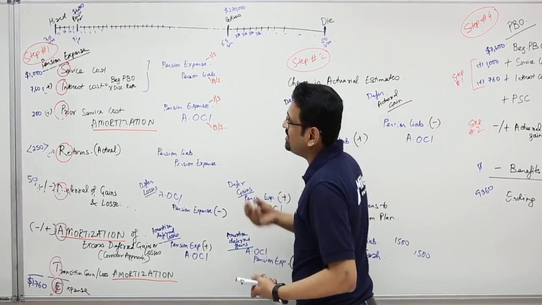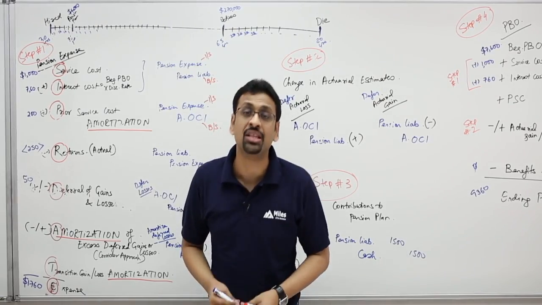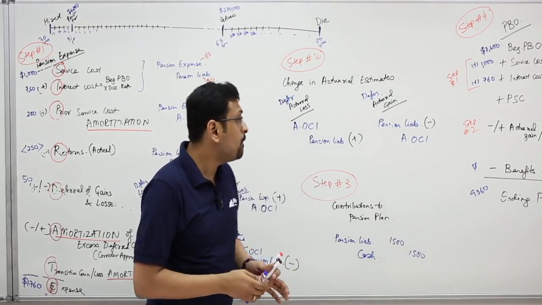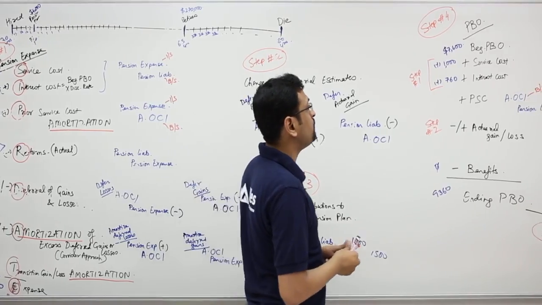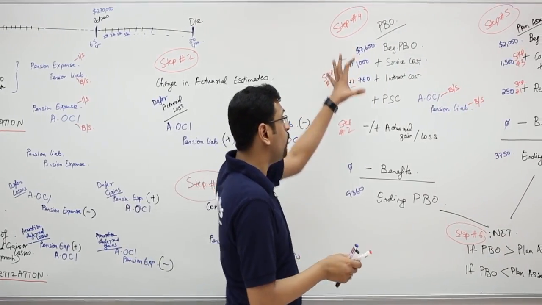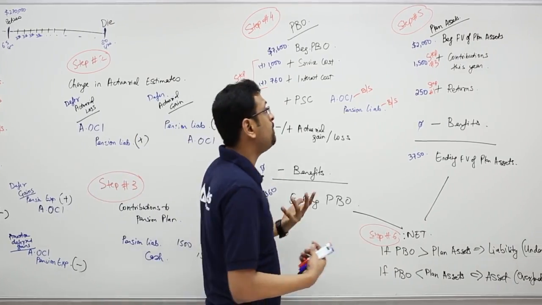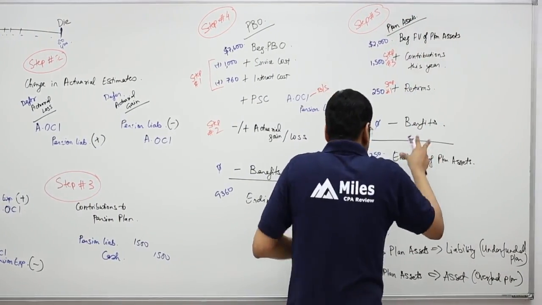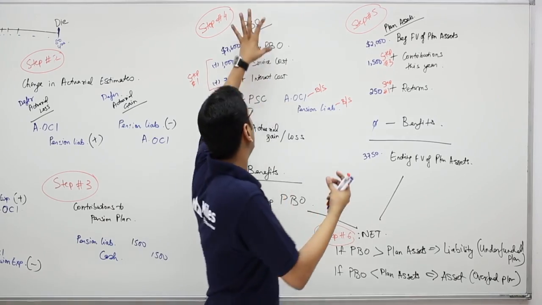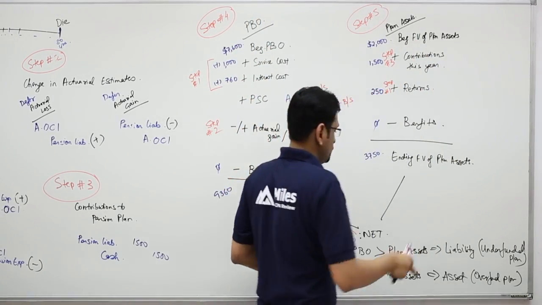So that is slightly lesser than the pension expense for the period. Now moving on and looking at steps 4, 5 and 6. Step 4, we're looking at the projected benefit obligation. Step 5, we're looking at plan assets. Step 6, we are netting PBO and plan assets.